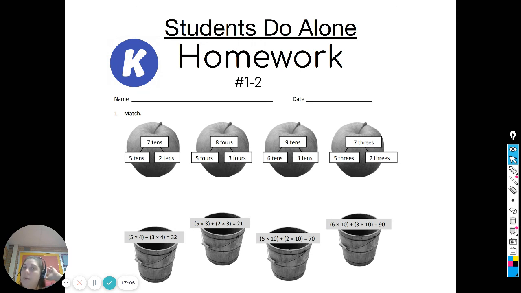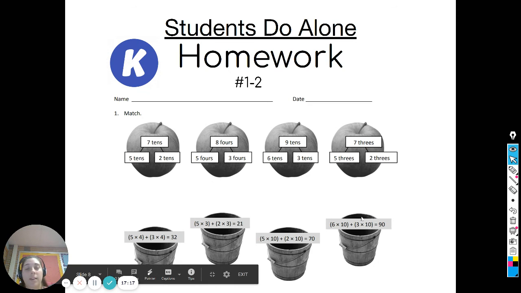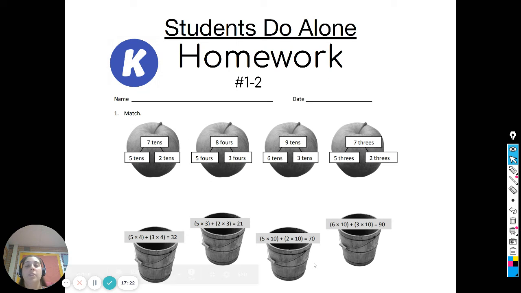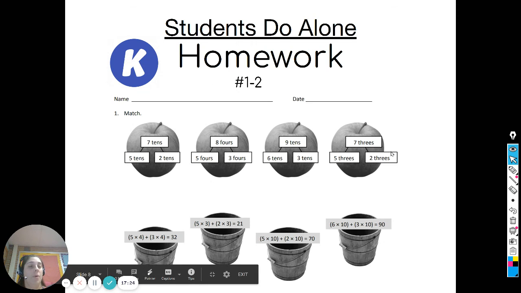Okay, now we are at the part where you will be working on your homework alone. It's going to be number 1 and 2. Okay, first up top here, you can see that you're matching. So you're going to match the number bond to the correct equation and draw a line. Okay, Cami is up and working today, so you should be able to do it in Cami. Go ahead and get started.